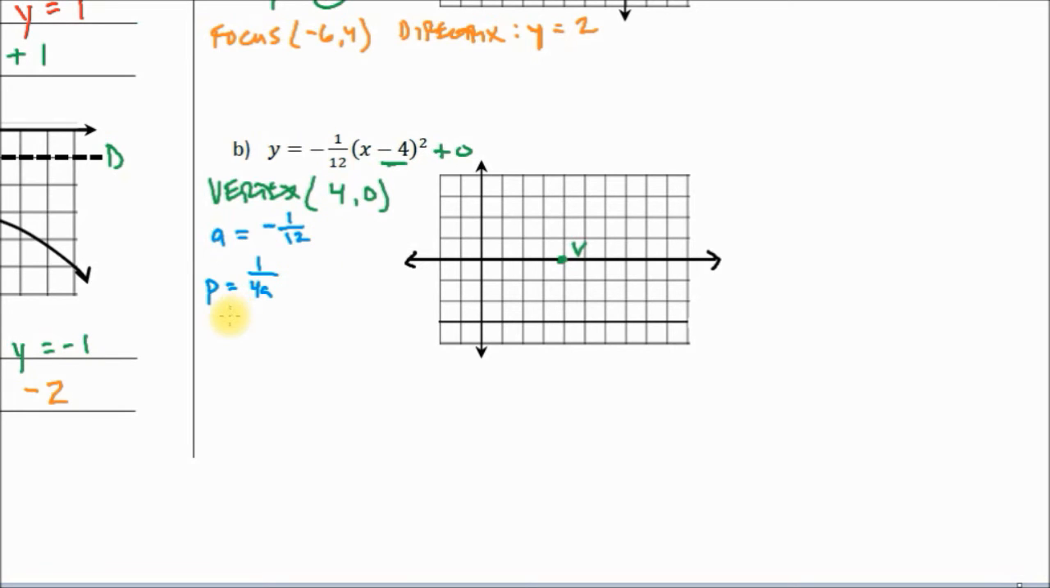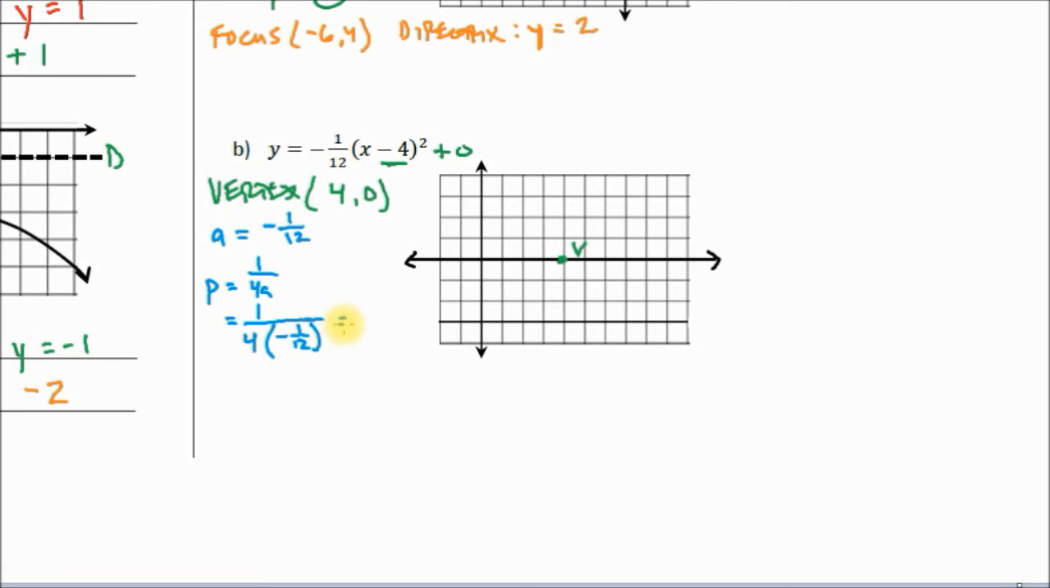It's going to get messy over here. I'm going to try to leave some room. This is going to be 1 over 4 times negative 1/12. Oh, that's going to be really hard to read. I hope you're listening to this, class, and not just skipping the audio.